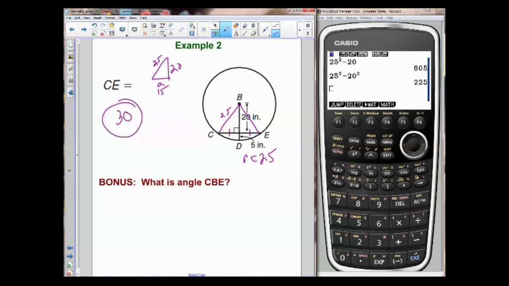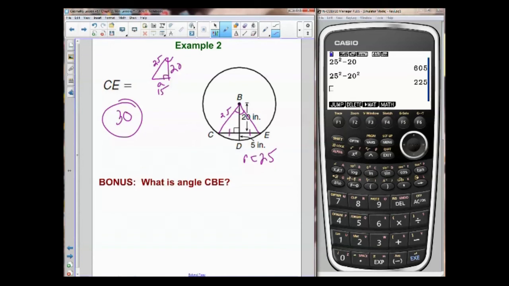Now, what is the angle of CBE, this right here? And let's go back up to here. We have 25, 20, and 15 as our sides of our triangle. And we're looking for this angle right here, but we're going to double it because this is an isosceles. This is bisected, so we know that these two angles are equal. If I could find this angle, I just double it.